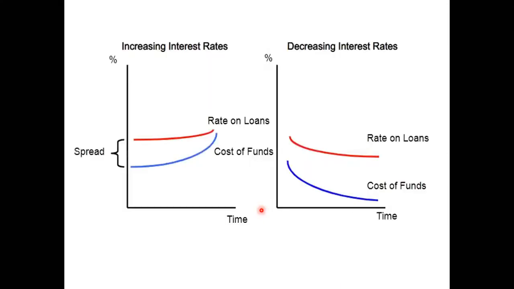So when you look at both these diagrams, you can understand the things. The red line is the rate on loans, assets. A loan is normally an asset. And the blue line represents the cost of funds, the interest rate paid on deposits. During increasing interest rates, the rate on loans is a little stable, but the cost of funds, the rate on deposits, is more sensitive.